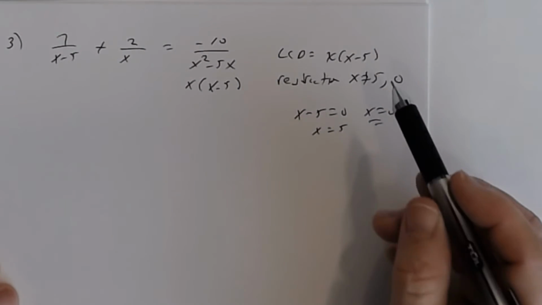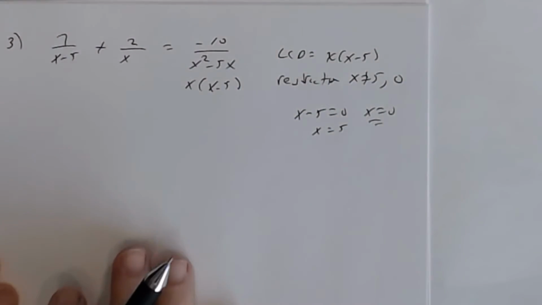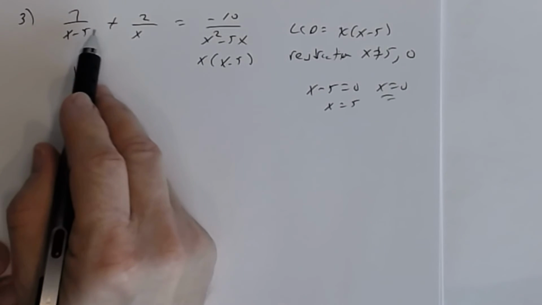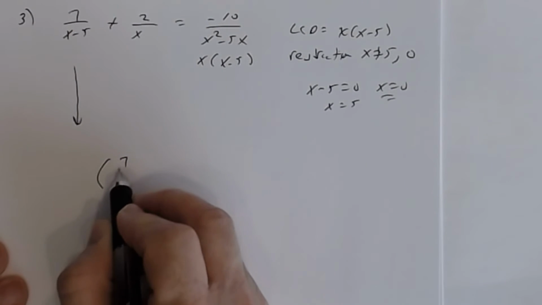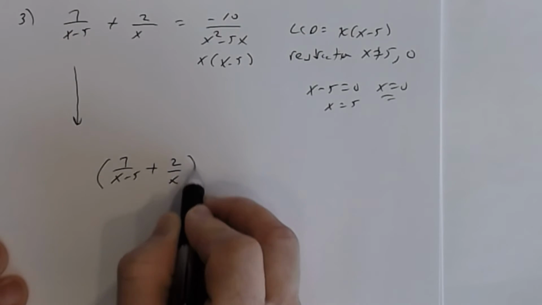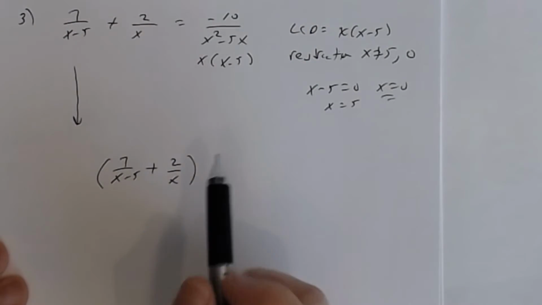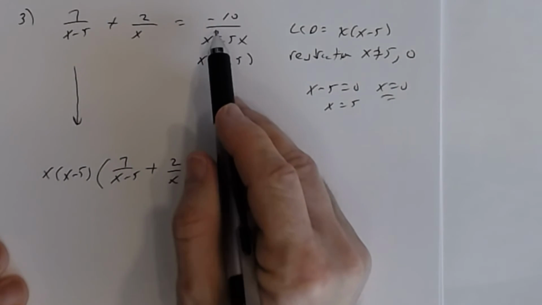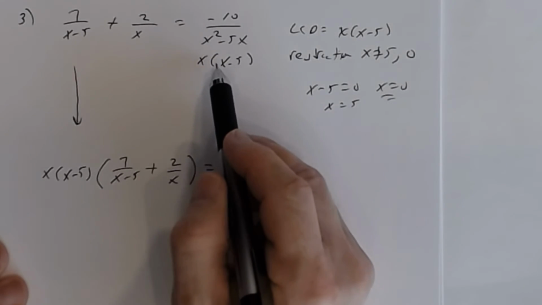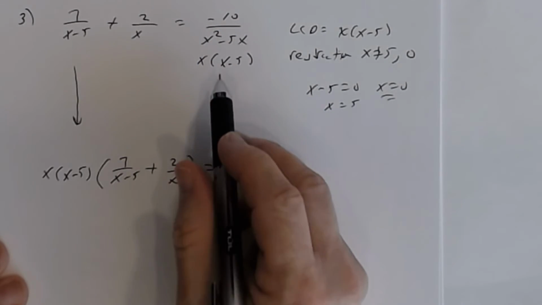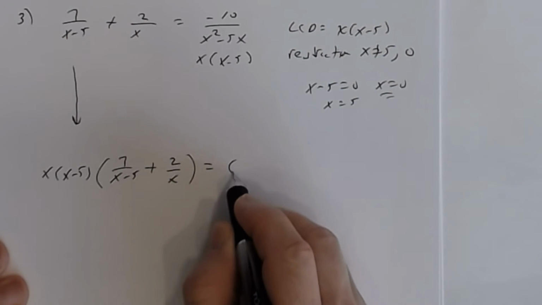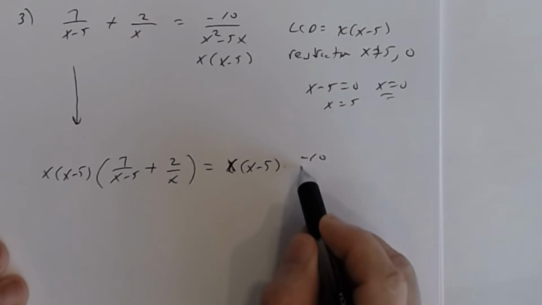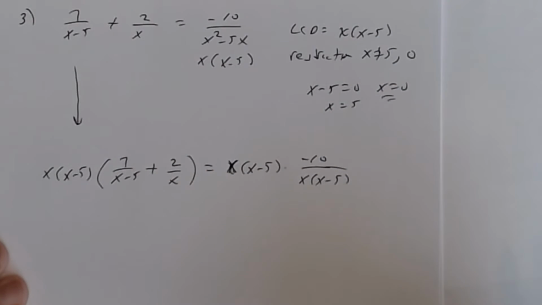Okay, now once you find your least common denominator, once you find your restrictions, then here's what you have to write. Okay, so notice that I have two rational expressions on this side. So you can put that in parentheses, 7 divided by x minus 5 plus 2 divided by x. And that has to be multiplied by the LCD, x times x minus 5. Equal, now when you rewrite this one, make sure you write it in factored form. Don't write it as x squared minus 5x. Write it in factored form. So this becomes the LCD, which is x times x minus 5 times negative 10 divided by x times x minus 5.